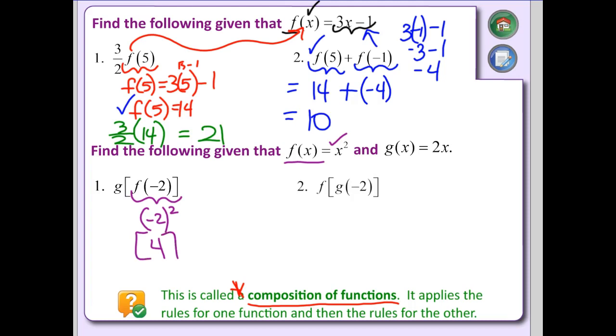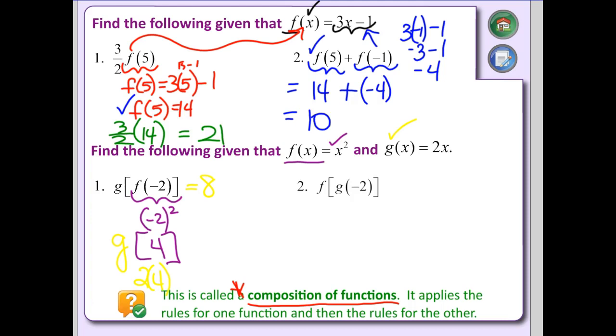And now they want me to figure out g of 4. Well, we've got to go over here and look at the g equation. And so that means it's 2 times x. So what's 2 times 4? 8. So g of f of x equals 8.